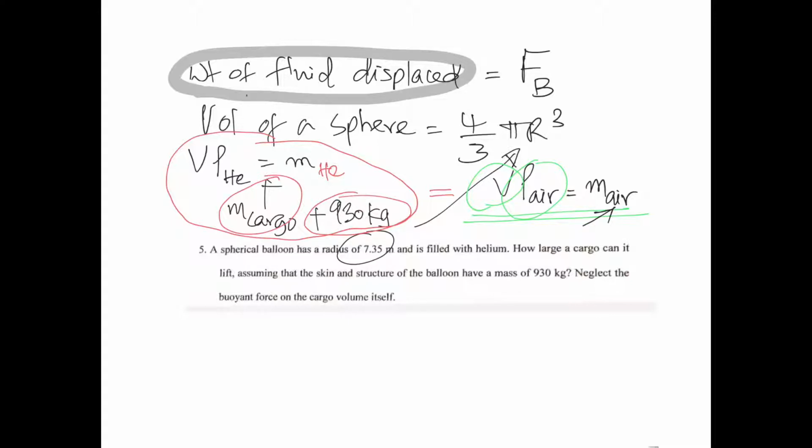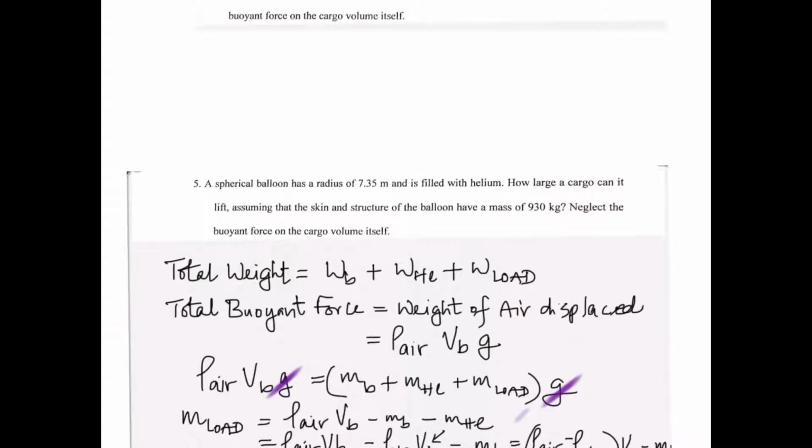So that is the principle of flotation: only if the mass of the floating body is equal to the mass of fluid displaced can this object float. So that is the idea in this problem. So let's move on and see how to work this out.